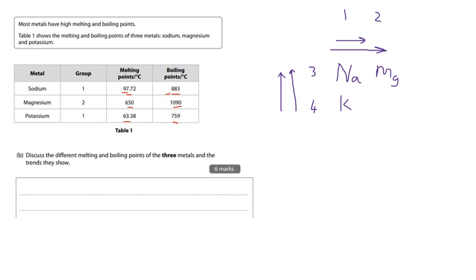Now, explaining the trends, 6 marks, you know, we haven't got unlimited amounts of time. What are the important points? What will affect the boiling points and the melting points? This is my answer here.